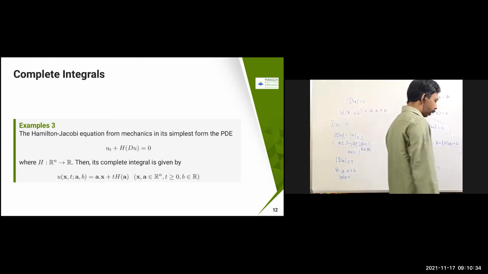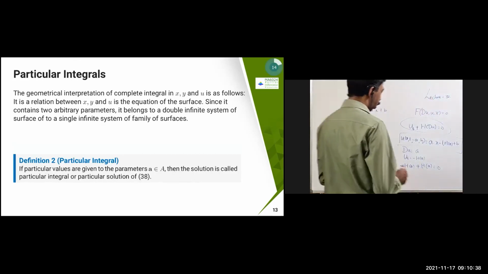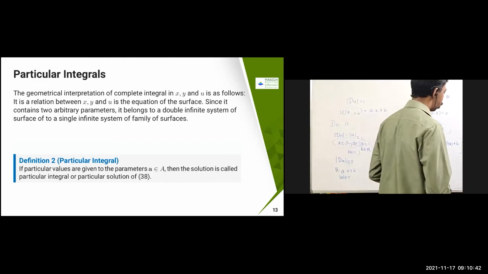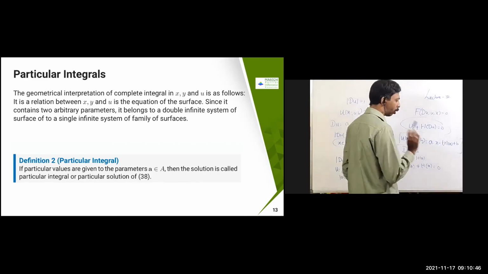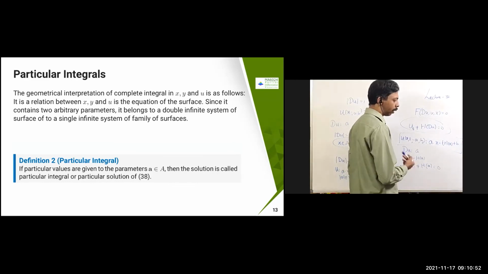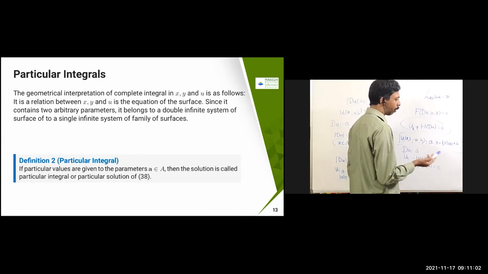Okay, so next one, we are going to see the particular integral for this problem. Particular integral means you have to choose a particular parameter. Here this is a complete integral. If I choose a particular parameter, then that solution is going to be a particular integral. That's all. So a is arbitrary here in the complete integral. If I give a a particular value, that is going to be a particular integral.